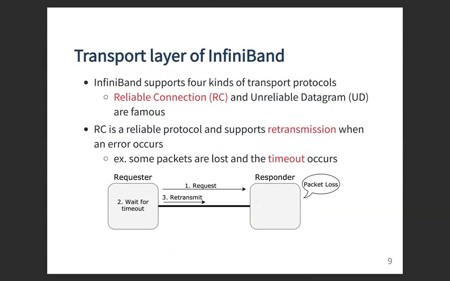Then I'm going to introduce the transport layer of InfiniBand. InfiniBand supports four kinds of transport protocols, and among them, reliable connection, RC, and unreliable datagram, UD, are famous. If you are familiar with TCP/IP, you might know TCP is reliable and UDP is not. RC is something like TCP and assures the transport of packets. In the case of packet loss, RC supports retransmission as the figure shows. If a request was lost in the middle of a communication, the requester waits for a certain period until the timeout expires, and then it retransmits the request.